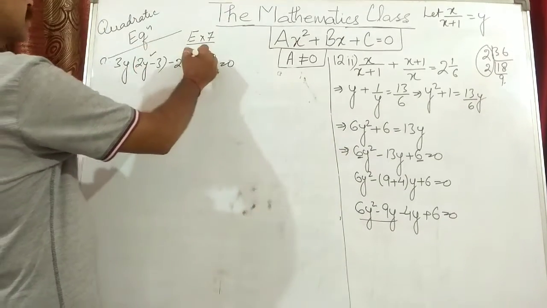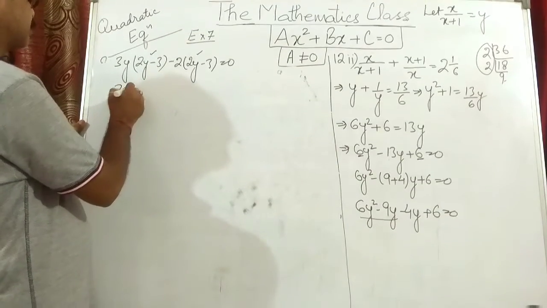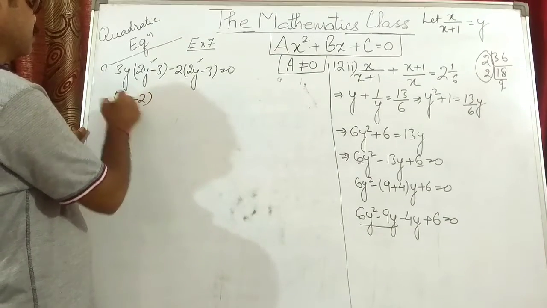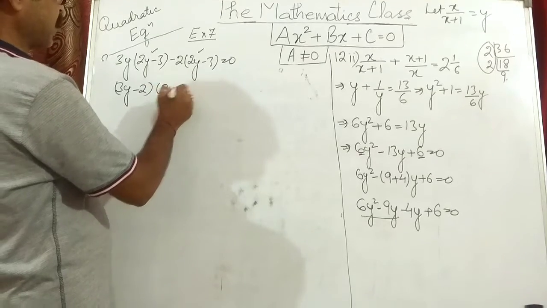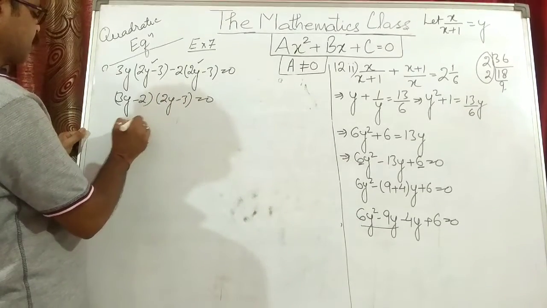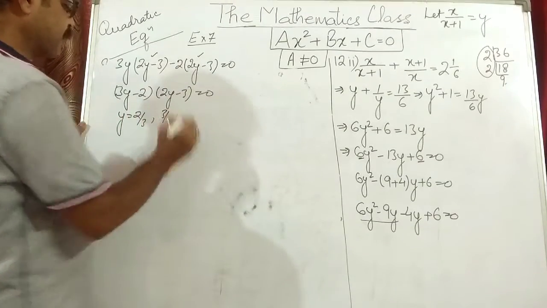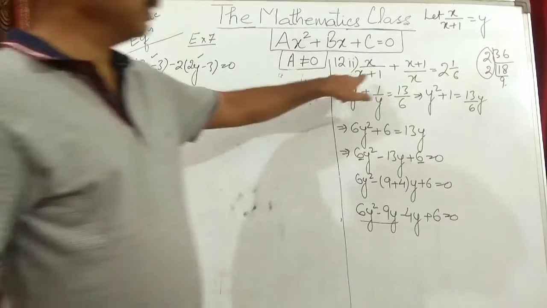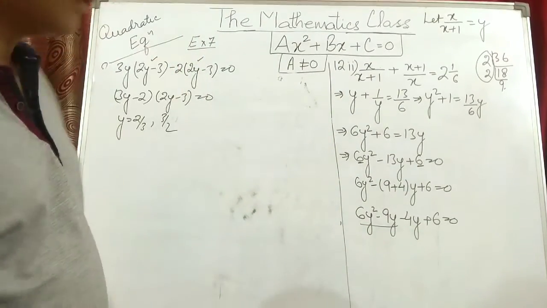Now both these are the same. It means our calculation was right. So 3y minus 2 is left, and 2y minus 3 was common, is equal to 0. So y comes out to be 2 by 3 and 3 by 2. But our question was in the form of x. It means we have to find the answer also in the form of x.